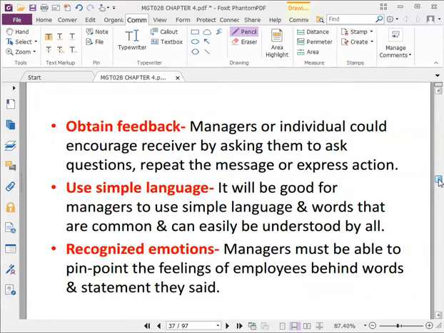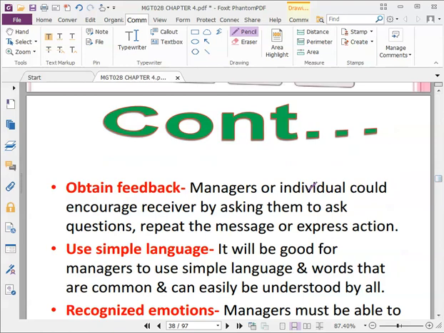Okay, apa maksud kalau guna obtain feedback? Okay, managers or individual who encourage receiver by asking them to ask question, repeat the message or express the action. So, kalau manager bagi arahan, informasi kepada staff bawahan dia, so after that explain, so you please get a feedback from the employees. Okay, boleh faham tak apa yang nak saya sampaikan? Contoh. Tanya dia balik. The sender should ask the receiver for the feedback. Okay, whether they understand or not.